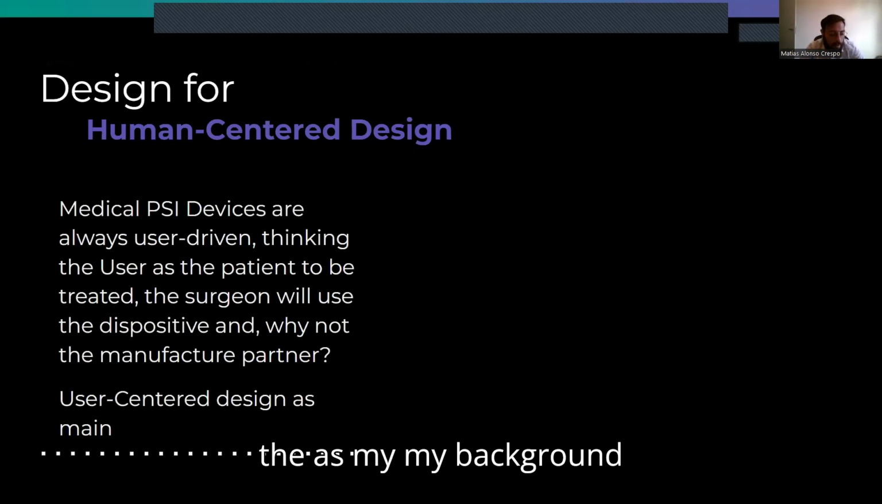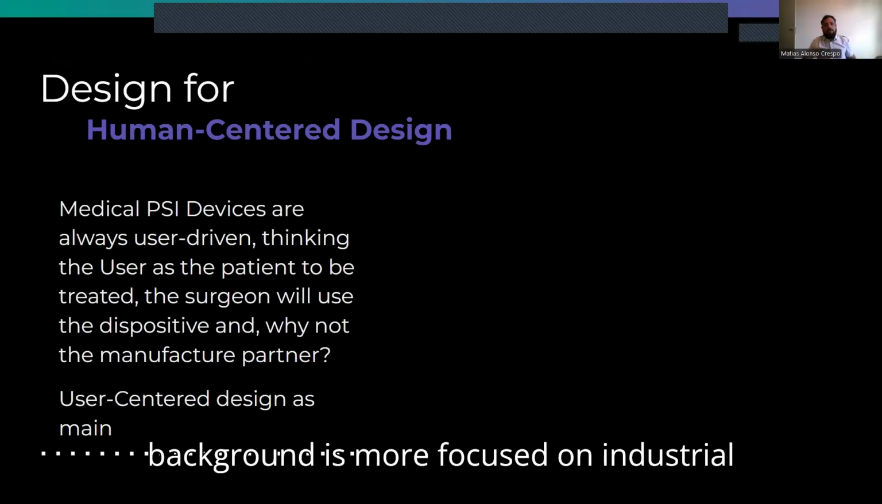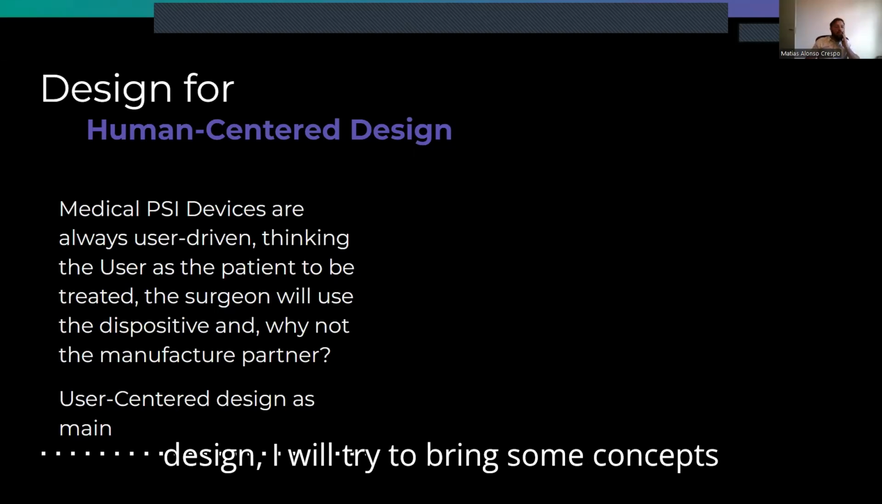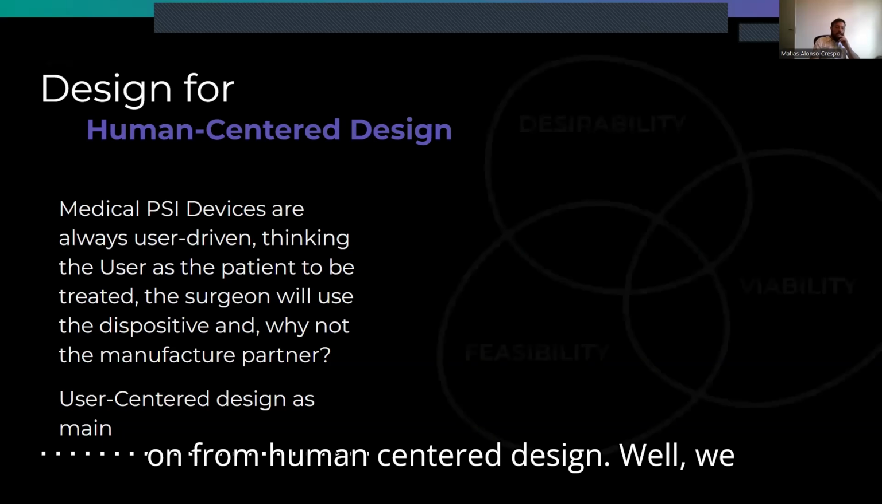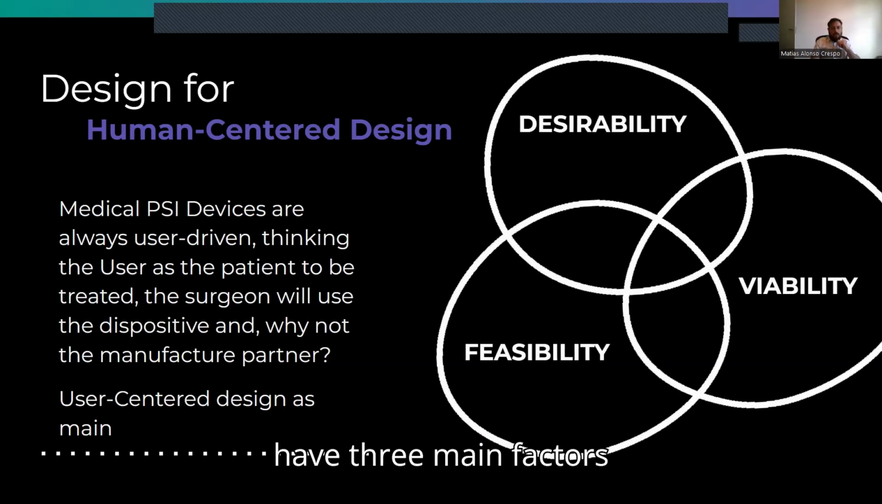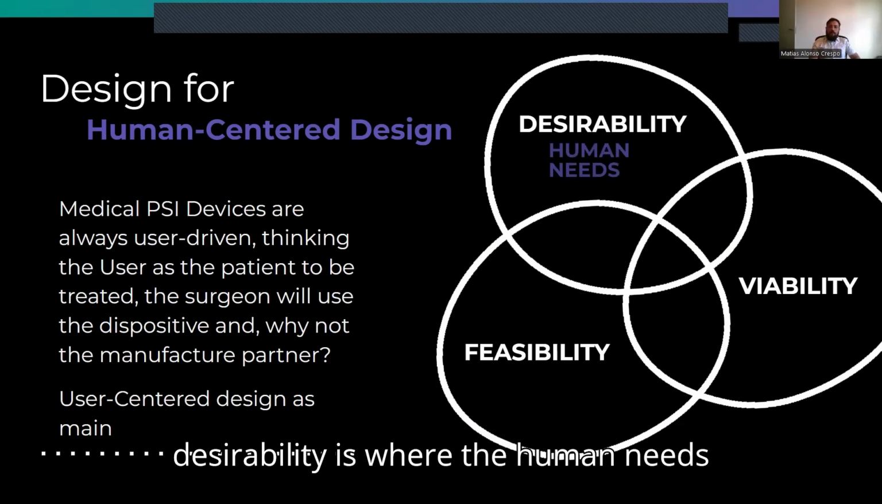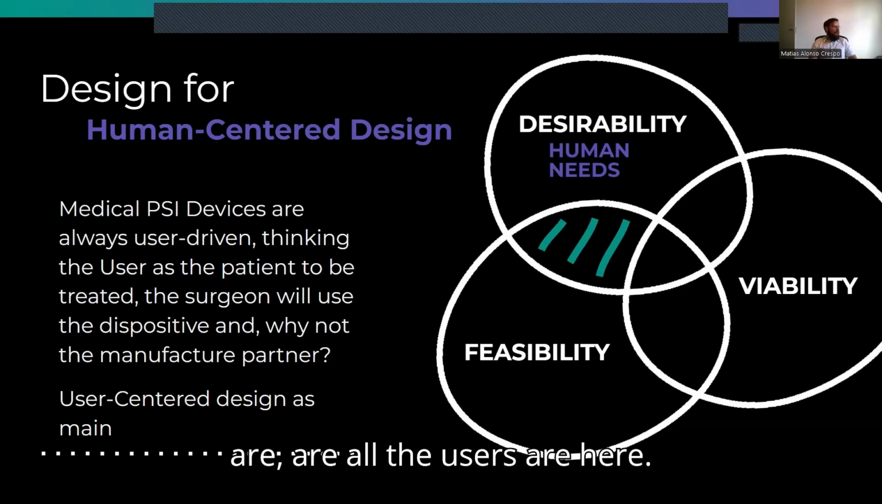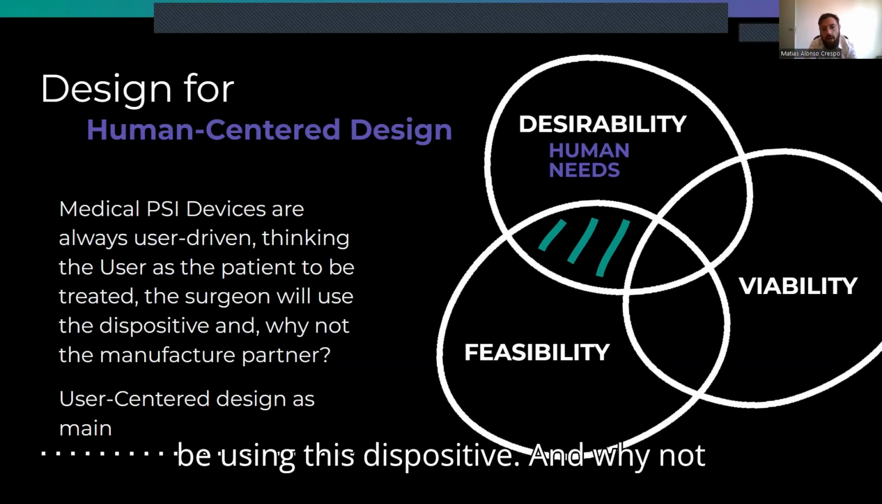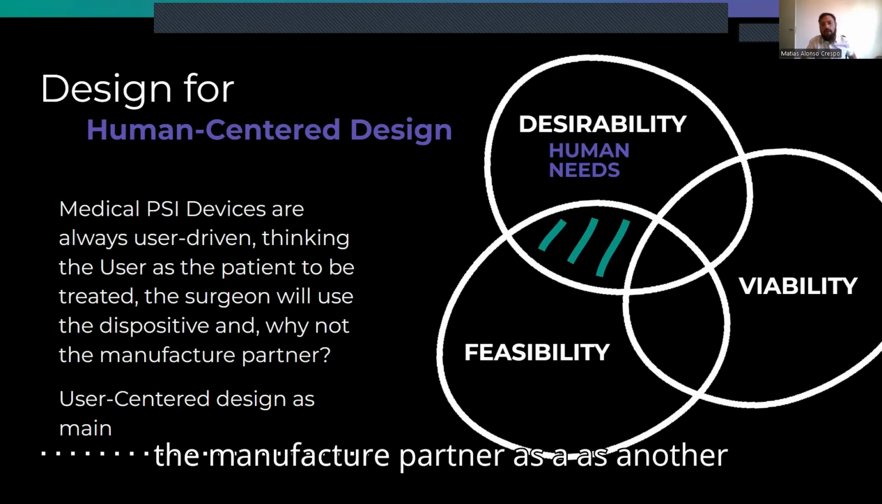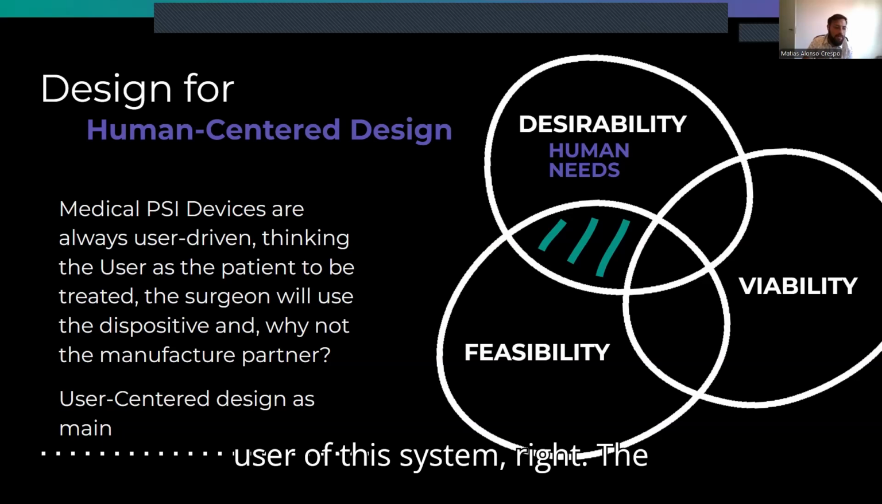As my background is more focused on industrial design, I will bring some concepts from human-centered design, where we have three main factors or areas we can work in. Desirability is where the human needs are, where all the users are. Not only the final patient who will be implanted, but also the surgeon who will be using this device, and why not the manufacturing partner as another user of this system, right?